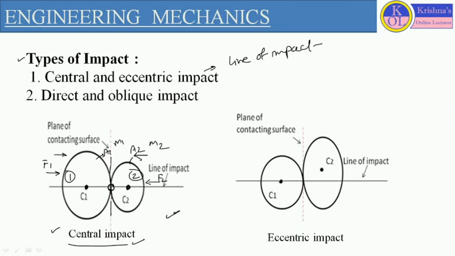Now, the second type of impact is eccentric impact. As per the name, when we define the mass centers of the two bodies and these two mass centers are not lying on the line of impact only. One center can lie on the line of impact and the other center will not lie on the line of impact.